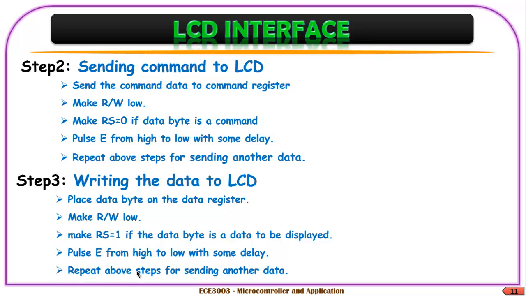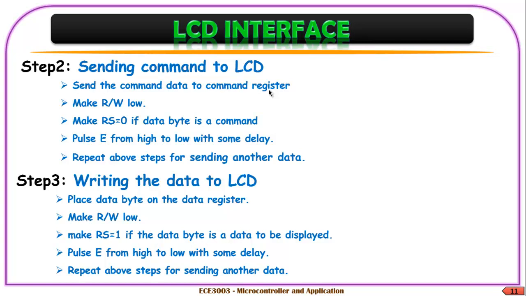Command data is nothing but the values whatever I've listed: 38 for initializing, 01 for clearing, 06 for incrementing the cursor position. So all these are called command data. First, you must send this command data to the command register. But how does this LCD display come to know I'm receiving the command information, not the data information?